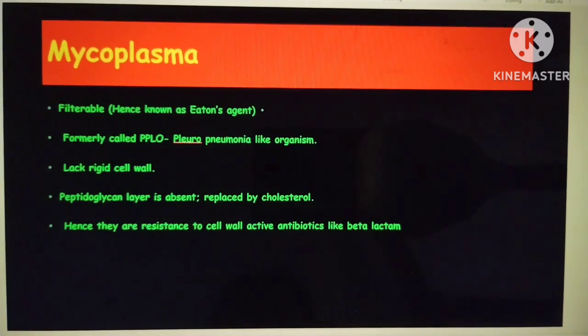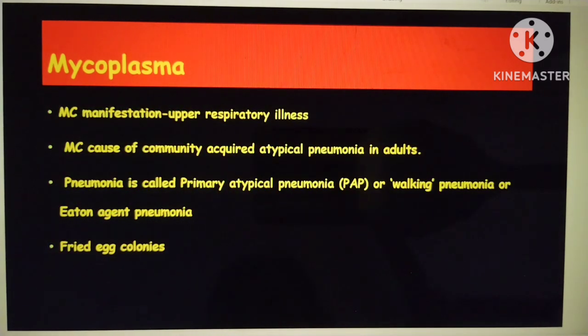Coming to Mycoplasma, again it is filterable. It is also called the Eaton agent. Previously it was called pleuropneumonia-like organism. They lack a rigid cell wall, so they are resistant to cell wall active antibiotics like beta-lactams. The peptidoglycan is absent and is replaced by cholesterol. The main manifestation is upper respiratory illness. It is the most common cause of CAP in adults, and it also causes primary atypical pneumonia or walking pneumonia and Eaton agent pneumonia. It produces cultures called fried egg colonies.